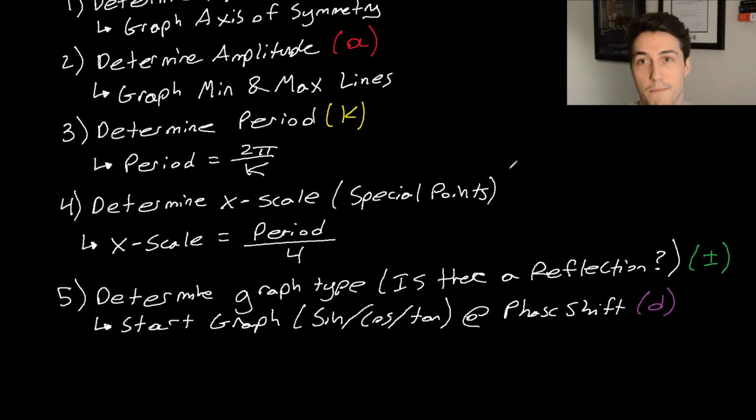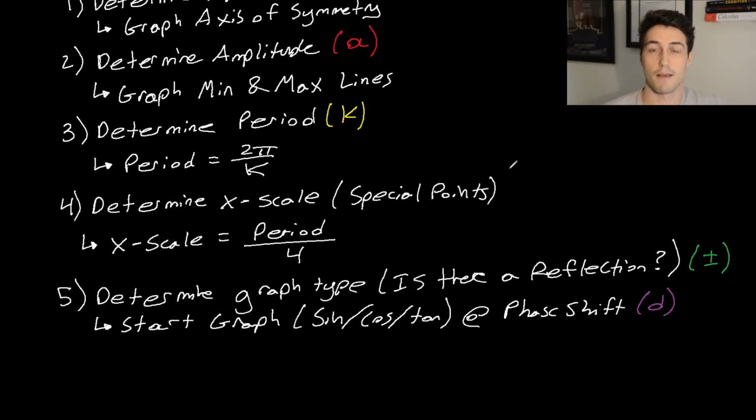Once we know the graph type and if there's a reflection, what we'll do is we'll start the graph at the phase shift, so at that d value. And that's, I think, really helpful, because it's kind of hard to visualize this graph. Since it's periodic, it goes on forever, to be shifting it left or right. But if you just start from where the graph normally starts at its new phase shift, then it's a lot easier to understand and easier to shift over.